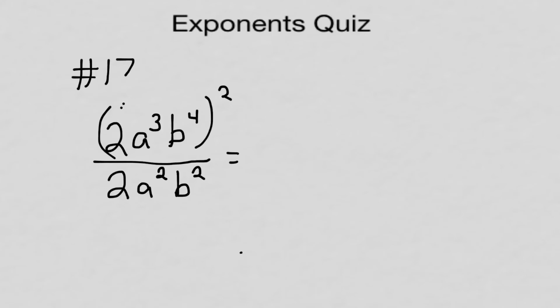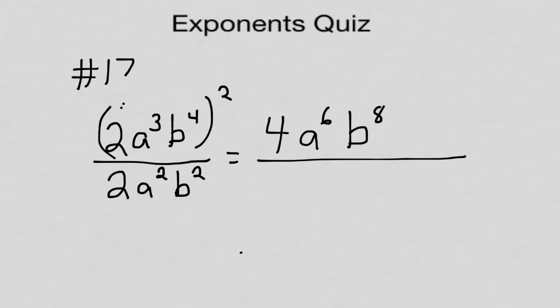All right, number 17. Inside the parentheses, I've got 2a cubed b to the fourth, all of that squared. Let's take care of that first. 2 squared is 4. A cubed squared is going to be a to the sixth. Then b to the fourth squared is going to be b to the eighth. I'm going to bring over my denominator and then clean it up.